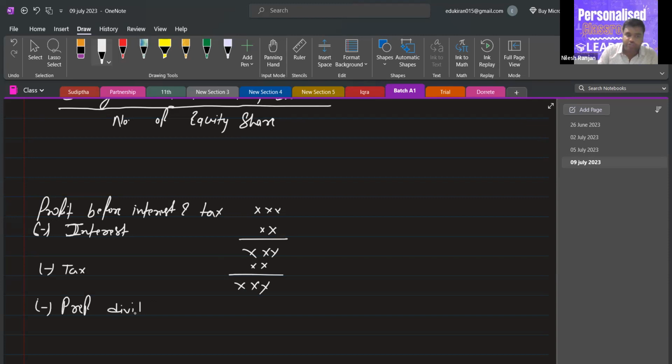You know what is preference share? Actually, preference shares are shares which have preferential rights to receive dividend first, and at the time of liquidation, means closing of business, they will get their capital first also. So they have two preferential rights. First, right to receive dividend first. So that's why preference dividend will be deducted first. After that, this amount is earning available for equity shares. Is this clear to you?